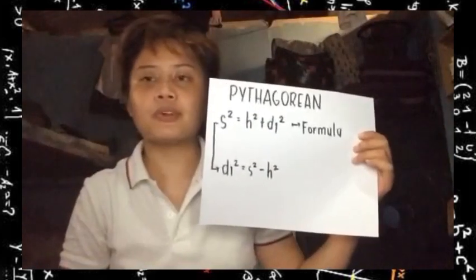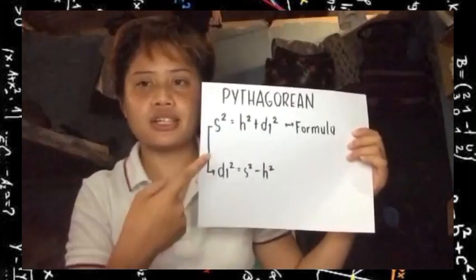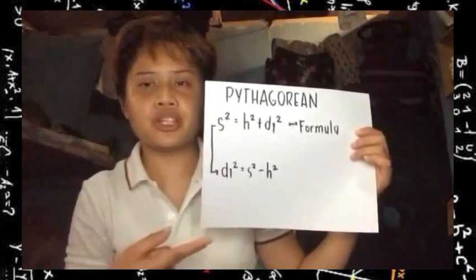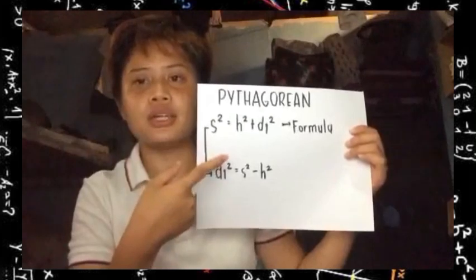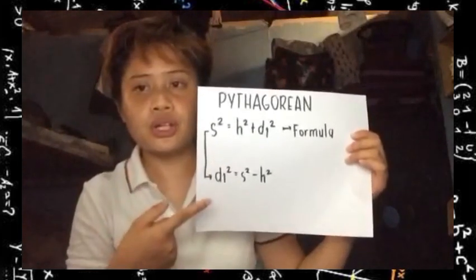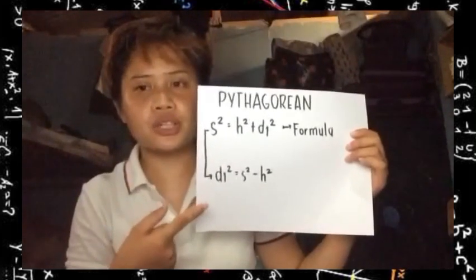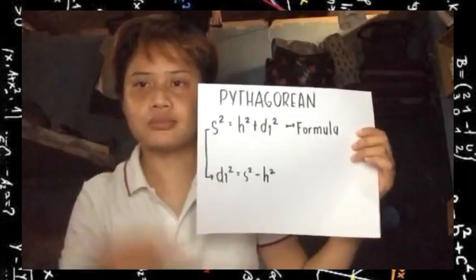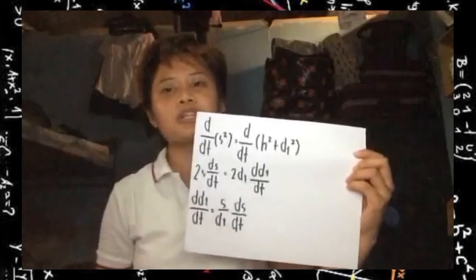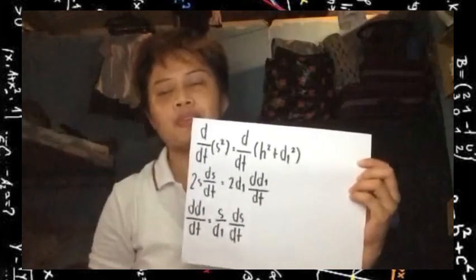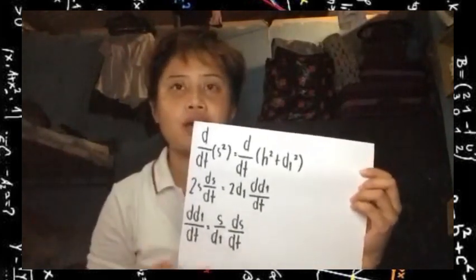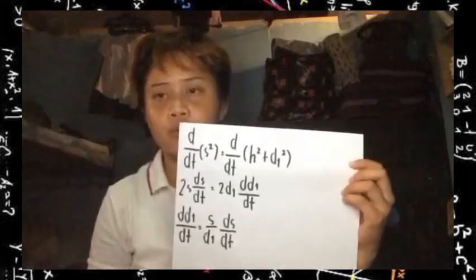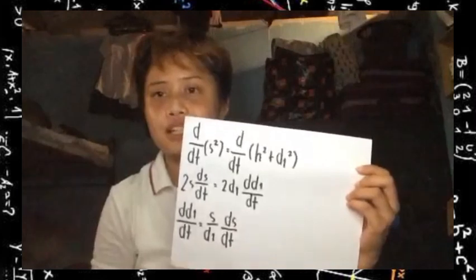And from the given formula earlier, we can rewrite s squared is equals to h squared plus d1 squared into d1 squared is equals to s squared minus h squared. So now we need to differentiate both sides of the obtained equation with respect to time by keeping h as constant and solve for dd1 over dt.